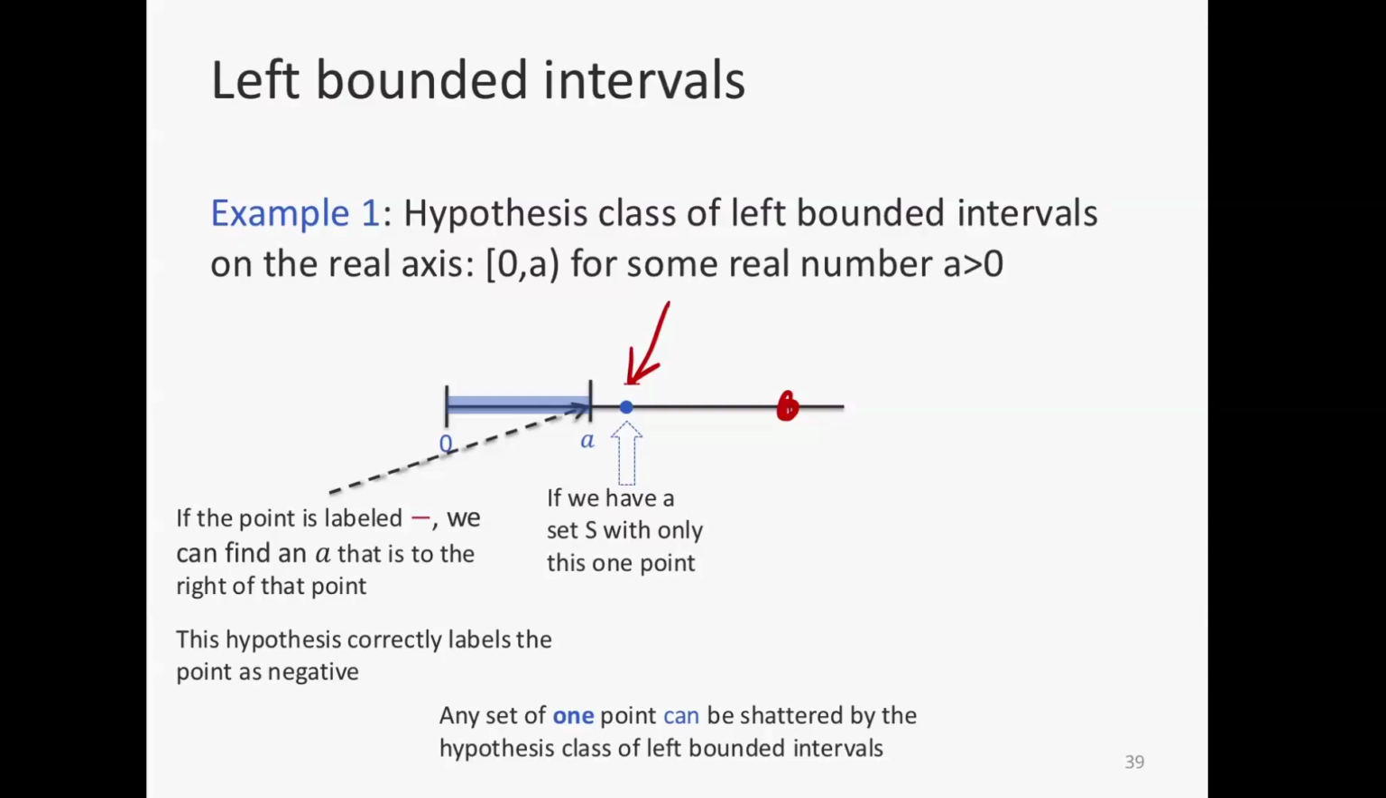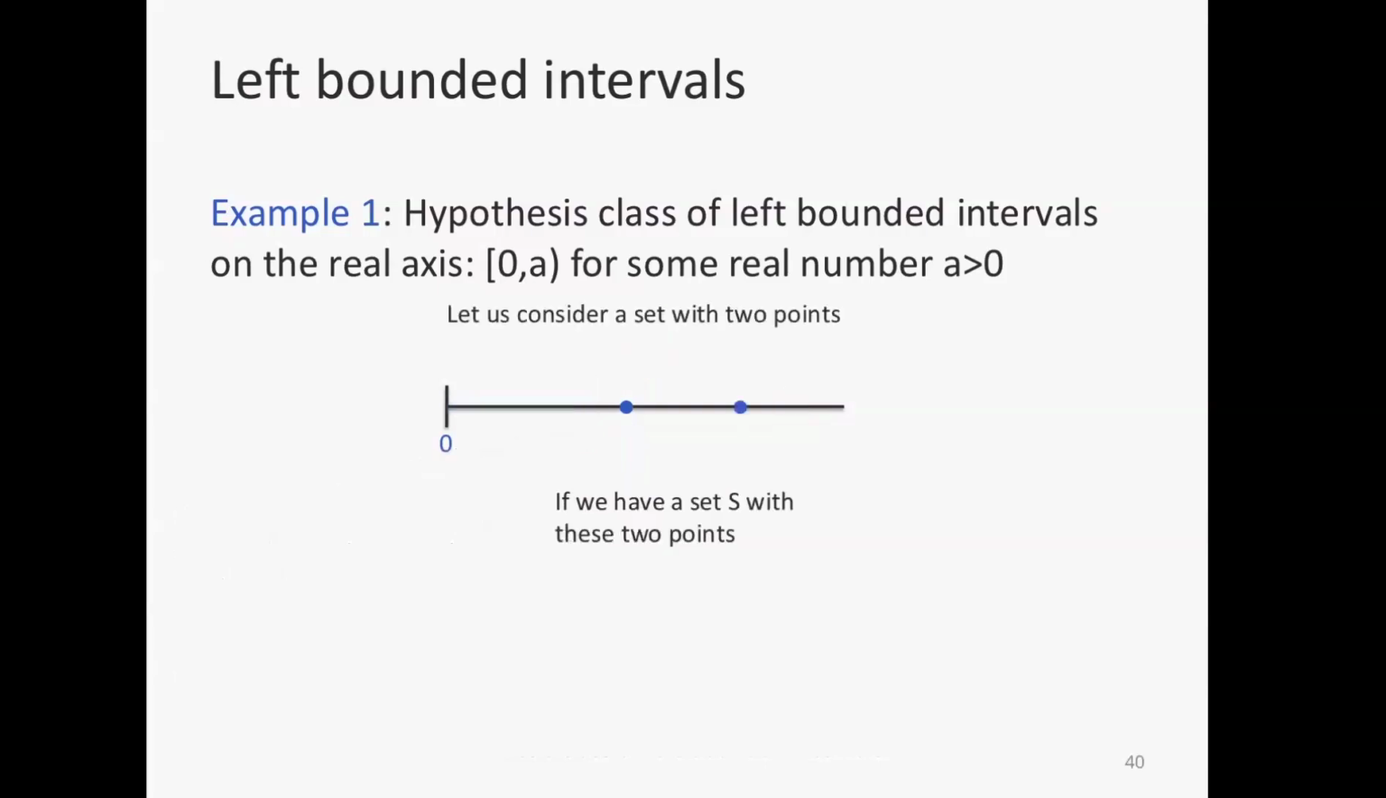Let's make this a little bit more complicated. Let's go from 1 to 2. Let's say we have 2 points. Now, can 2 points be shattered? We need to consider every possible labeling of these 2 points. How many ways are there to label these 2 points? 4. So let's consider all 4 possible ways.